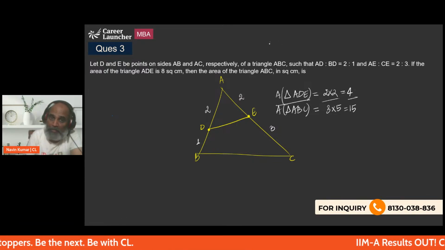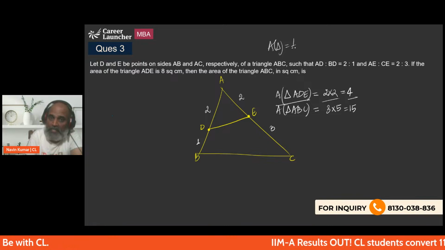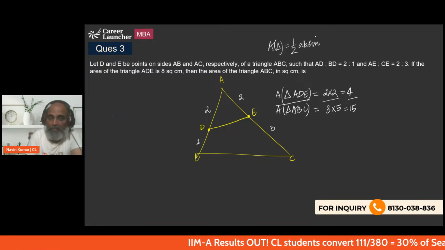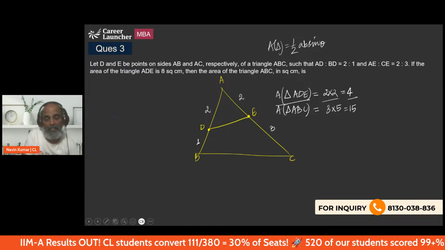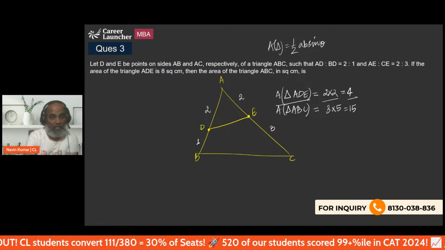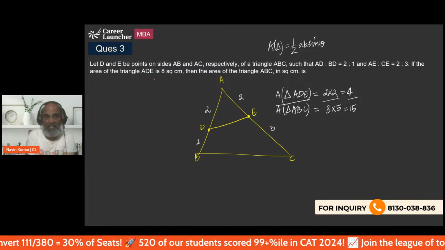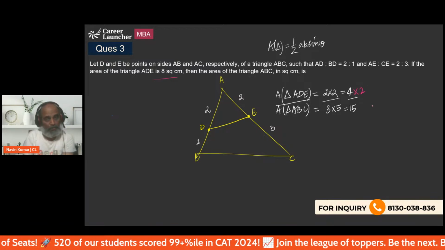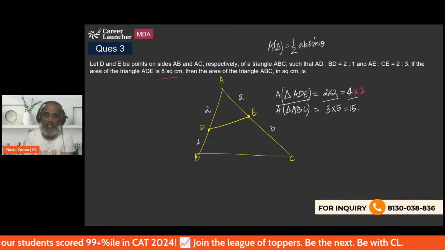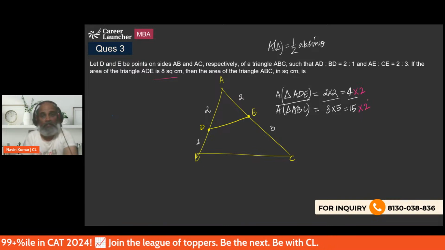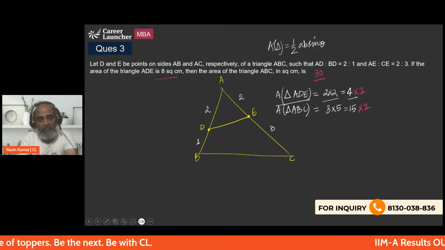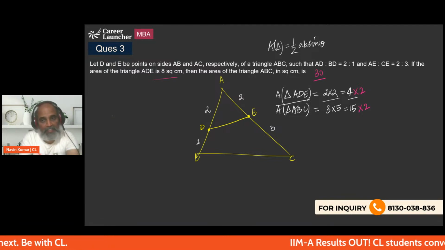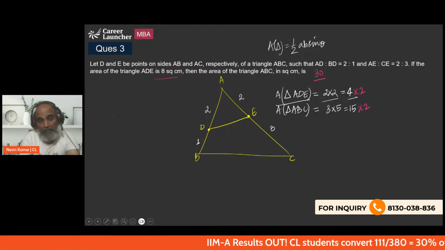Where did this come from? It comes from area of a triangle is half ab sine theta, where a and b are any two sides of a triangle and theta is the angle between them. Well, as per the question, area of triangle ADE is not 4, but rather 8. Since it's in ratio, area of triangle ABC would not be 15, but rather 30. That's it. You multiply the two sides that you see, and you get the area. Right?